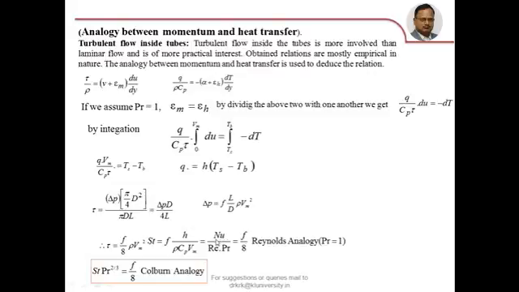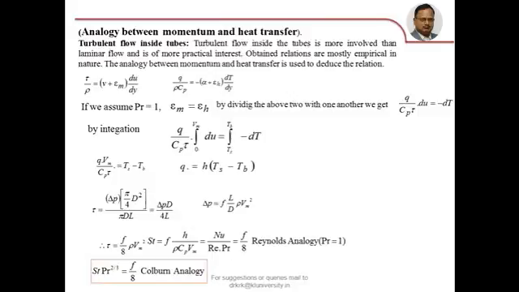So what it indicates is, if you know the friction factor, you can determine the convective transfer coefficient. So it establishes a relationship between convective transfer coefficient and friction factor. If the Prandtl number is not equal to 1, then Colburn has modified it as Stanton number into Prandtl number to the power 2 by 3 equal to f by 8. This analogy is called Colburn analogy.